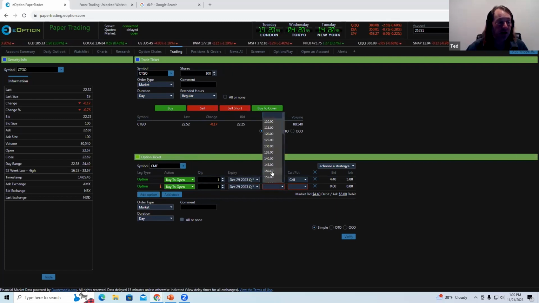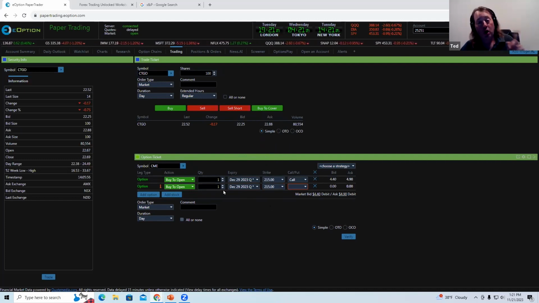Now, when you do a straddle, you've got to remember a couple of key points. When you buy a straddle, the quantity has to be the same for both the call and the put. That has to match. The expiration date, which we have as December 29th, has to match. And then the strike price has to be the same, which is 215. So now we have a put and a call.